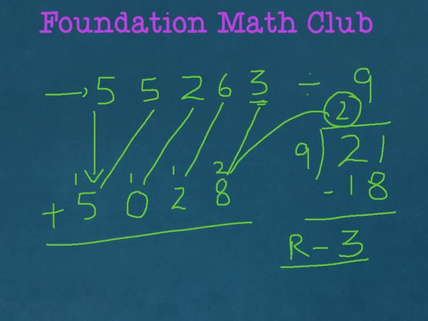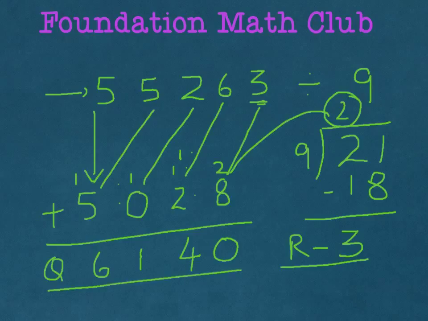Now let's add them up. 8 plus 2 gives us 10, putting 0, carry over 1 over here. Now 2 plus 1 gives us 3. And 0 plus 1 gives us 1. And 5 plus 1 gives us 6. So the quotient is 6140, whereas the remainder is 3.